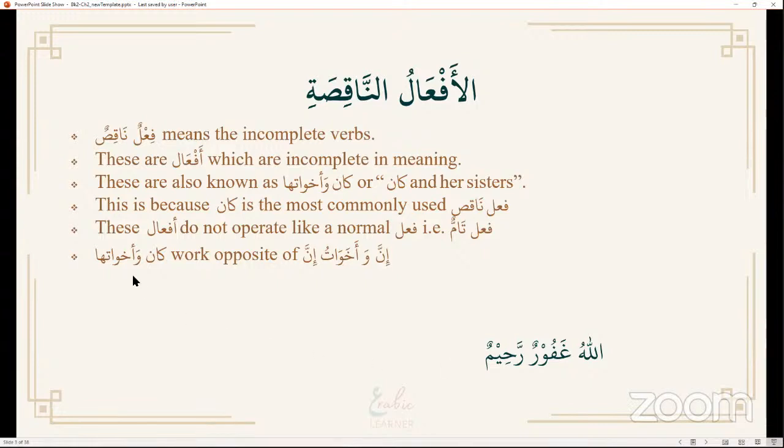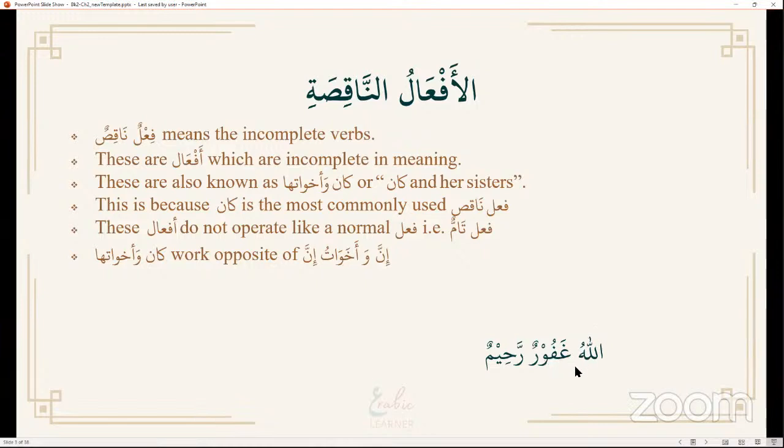Now what I wrote on this slide is Kaana wa akhawatuha. It works exactly opposite to inna wa akhawatu inna. Now what is akhawatu inna? I mentioned all those harfu nasab that you have learned in the previous concepts. All those are akhawatu inna. So it works exactly opposite to that. Now inna makes the mubtada mansoob.